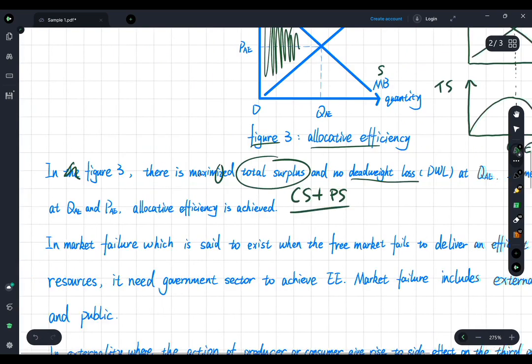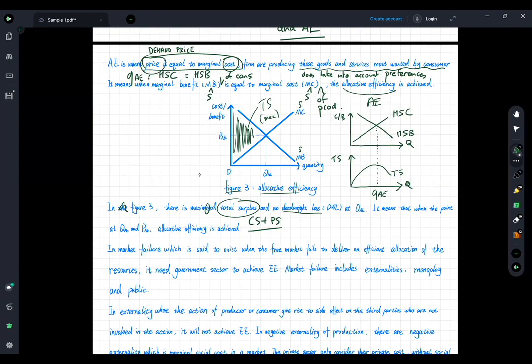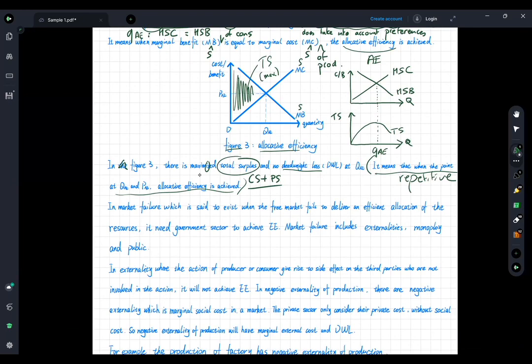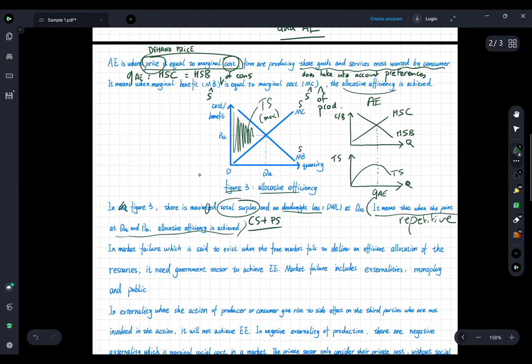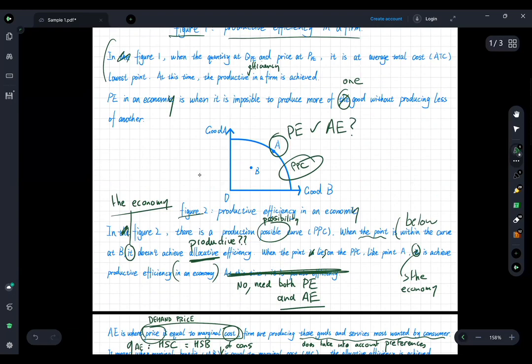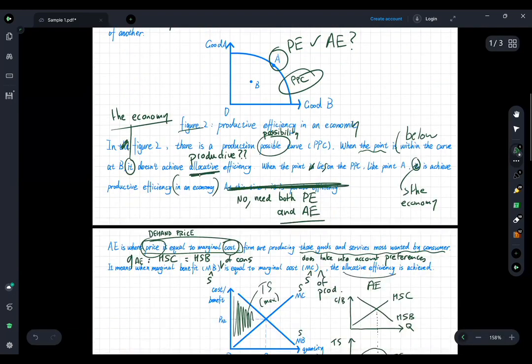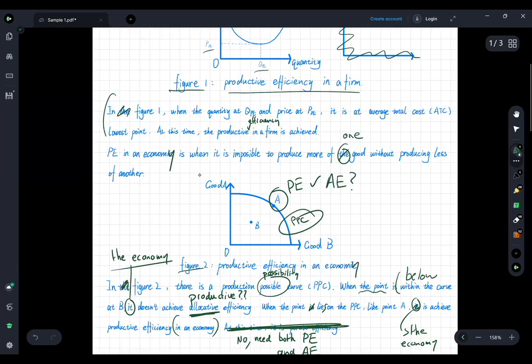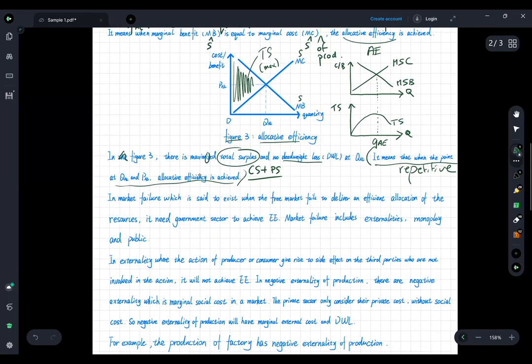It means that when the point at QAE and PAE, not bad. A bit redundant. This sentence here is not very useful, right? It's a bit repetitive. So I think we could get rid of that sentence to save time. That's the introduction that demonstrates pretty good knowledge and understanding of efficiency, allocative, productive in a firm. So that's not bad. You see, there is a lot of things that I wrote, but overall, it's pretty good. There are many things that can be improved, but that's not bad.